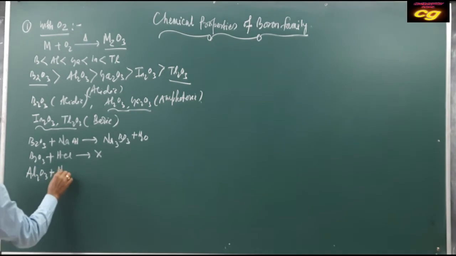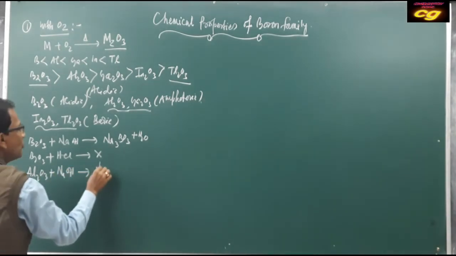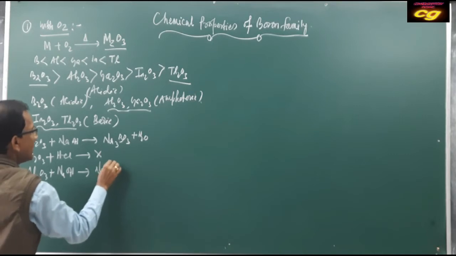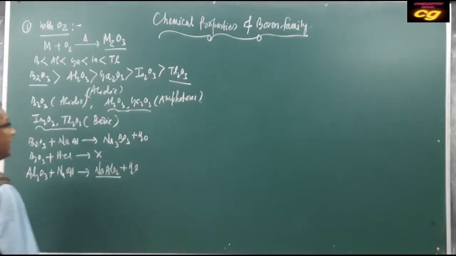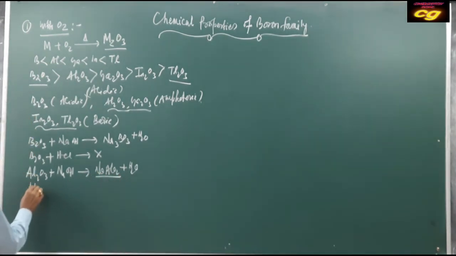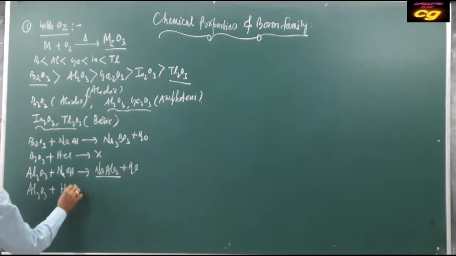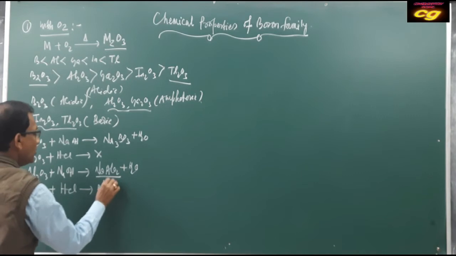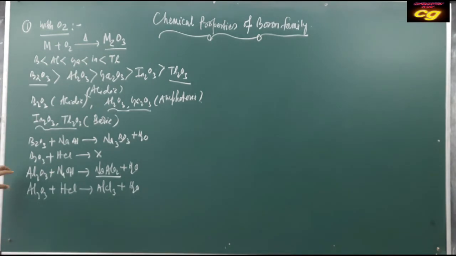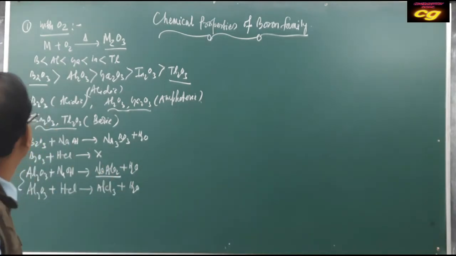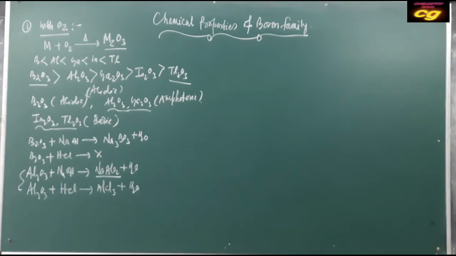But aluminum oxide with NaOH forms sodium meta-aluminate and water. Sodium meta-aluminate, NaAlO2. And aluminum oxide also reacts with acid, producing aluminum chloride and water. That means it shows acidic character and basic character. But boron trioxide only shows acidic nature. So these are very important comparisons of the reaction with oxygen forming oxides.